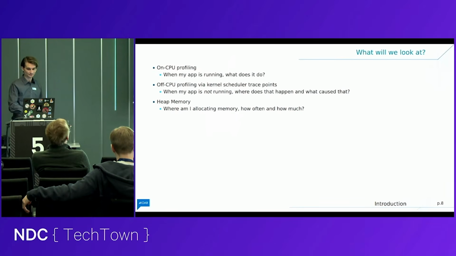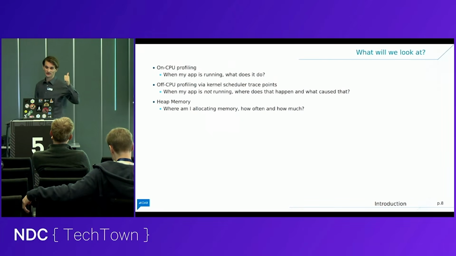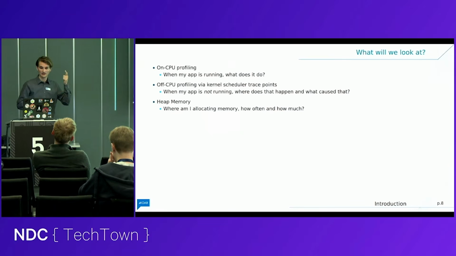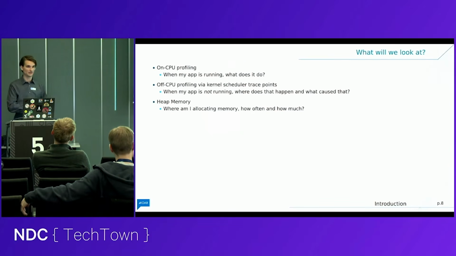All right. So, as I said, we'll look at 3 kind of topics. CPU profiling: when is it running? What does it do? Off-CPU profiling: why do I get switched out by the kernel? Why am I sleeping? Where does this happen? And then heap memory profiling: how much memory am I using on the heap? And why are we allocating so much and so often?